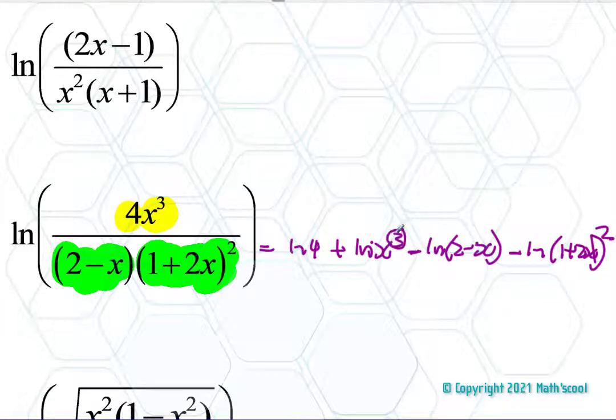Now this 3 can come down to the front, and this squared can come down to the front. And that's it, done. Ln 4 plus 3 ln x minus ln 2 minus x plus 2 ln 1 plus 2x. Easy.